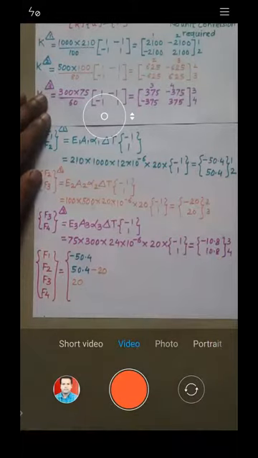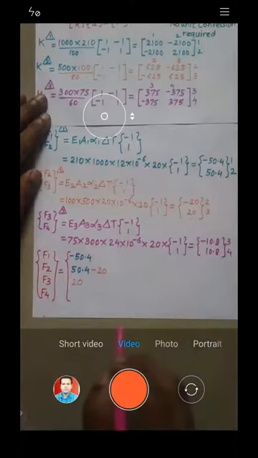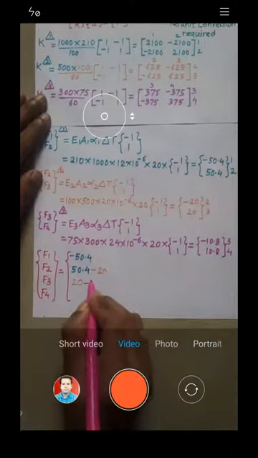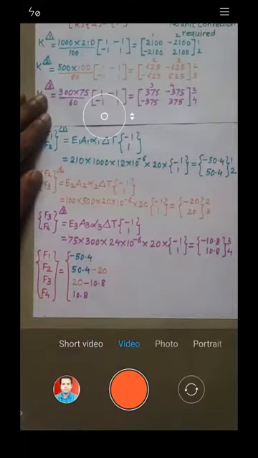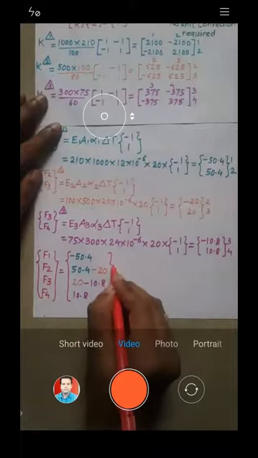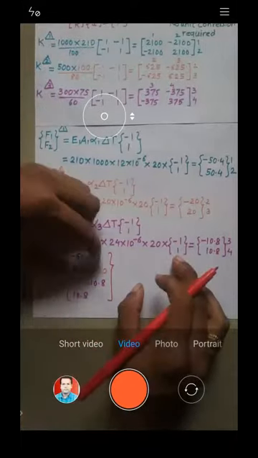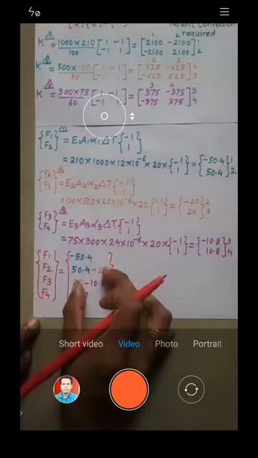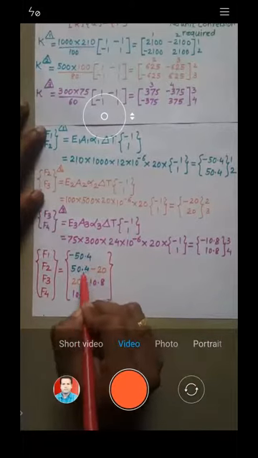Similarly, what is F3, F4? Minus 10.8, 10.8. So this is F3, right? So this is minus 10.8 and 10.8. Is that okay, all of you? Are you okay with what is written? This is of element number 1. This is of element number 2. This is of element number 3. You can see this is common.